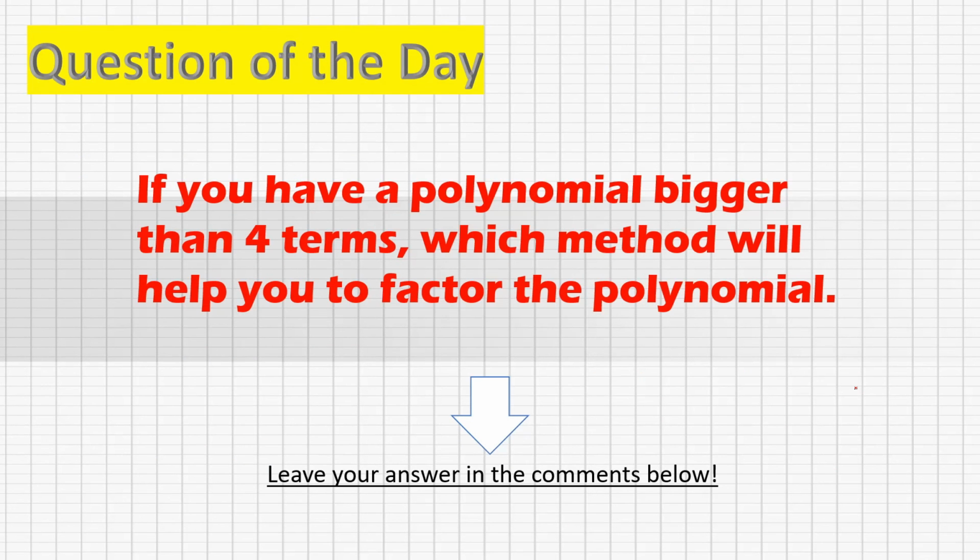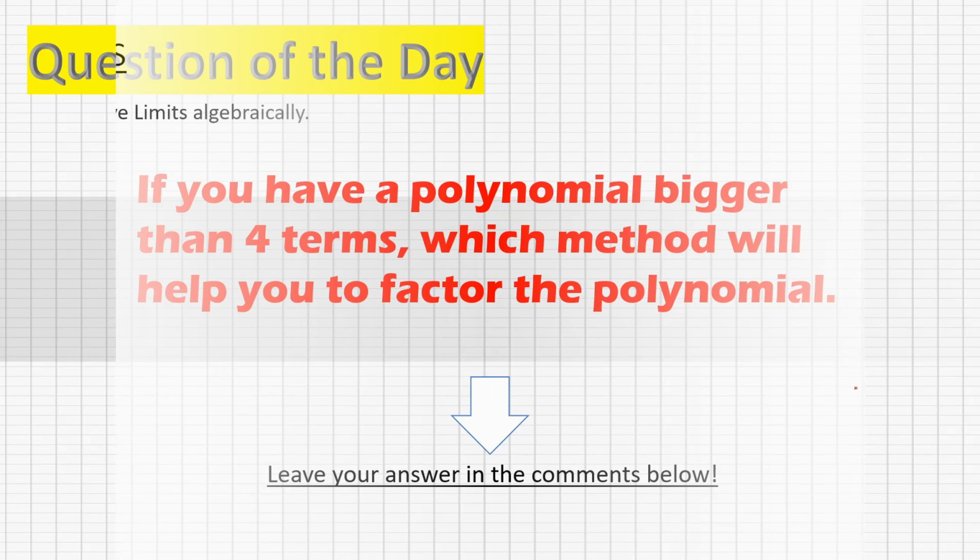Before we summarize the video, here's the question of the day. If you have a polynomial with more than 4 terms, which method will help you to factor the polynomial? Just think about it. When you have 3 terms, we could do product with sum. If you have 4 terms, we could use factor by grouping. What happens if you have more than 4 terms, like 5 or 6 or 7 and so on?